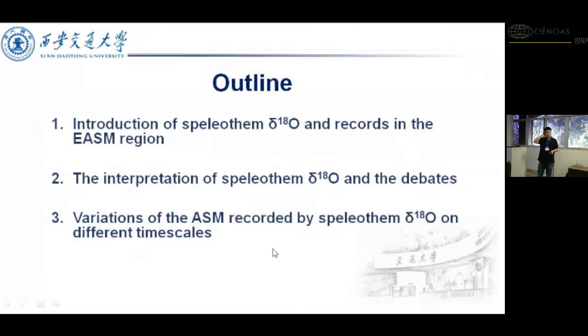Okay, my presentation includes three parts. First, I will introduce the speleothem oxygen isotope and also the records in the East Asian summer monsoon region. Second, I will introduce the interpretation of speleothem delta-18O proxy and also the debates in the East Asian summer monsoon region. The third part, I will give some examples from different time scales.